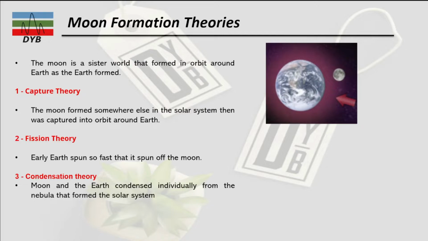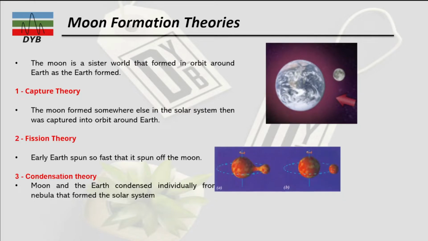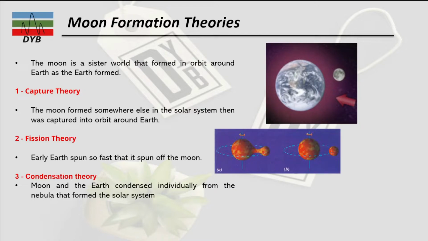And the second theory, the fission theory, states that the moon is actually part of the earth. The earth spun so fast that it spun off the moon. In this figure you can see that the moon was part of the earth, and when the earth was spinning so fast, it came out from the earth's material. Then it came into orbit.